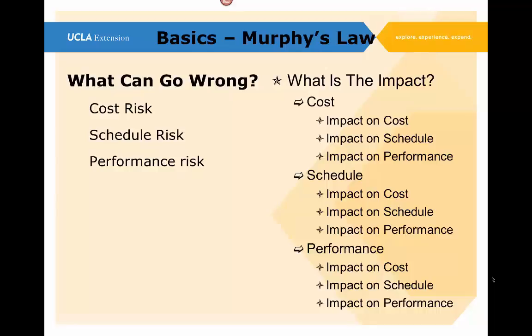If it's a cost risk, does it have an impact on schedule? Is there an impact on performance? Schedule risk. It's going to have an impact on schedule. Will it have an impact on cost? Will it have an impact on performance? Likewise, performance risk. Will it have an impact on schedule as well as cost? These are significant things that need to be considered when we are trying to identify and evaluate the impact of a risk.